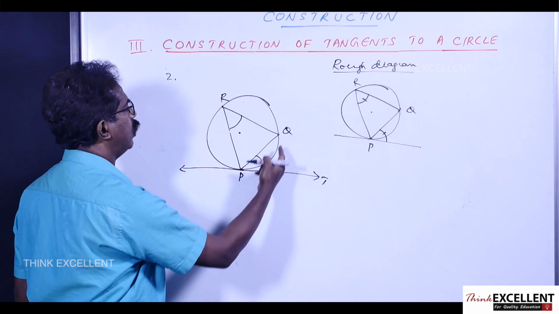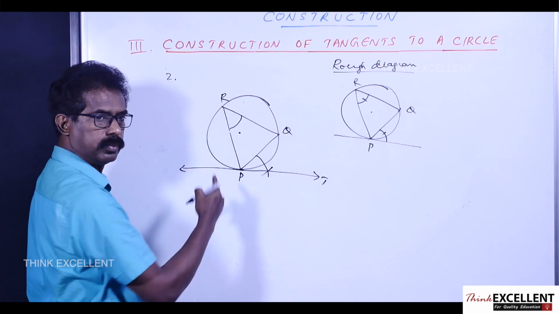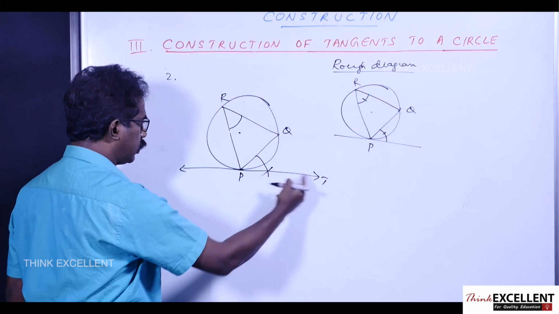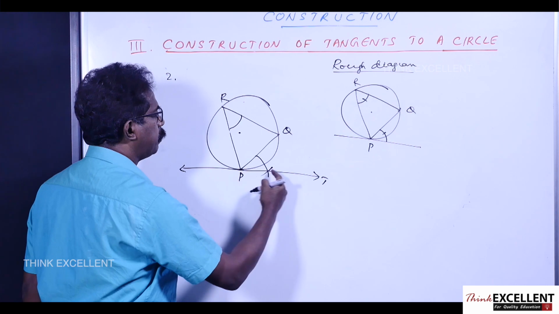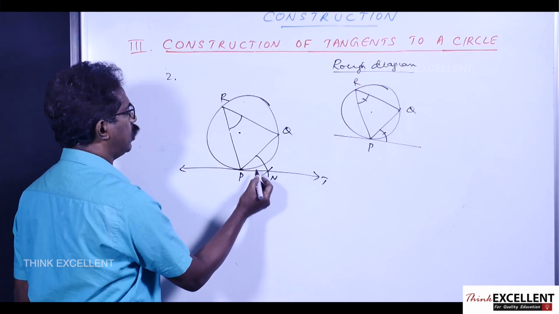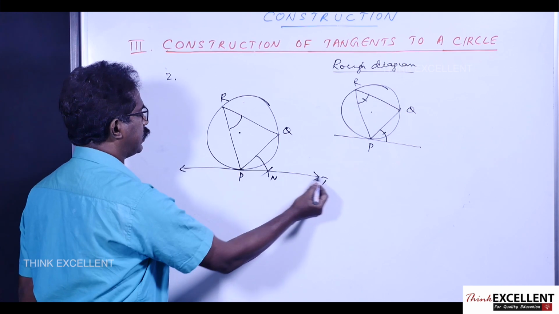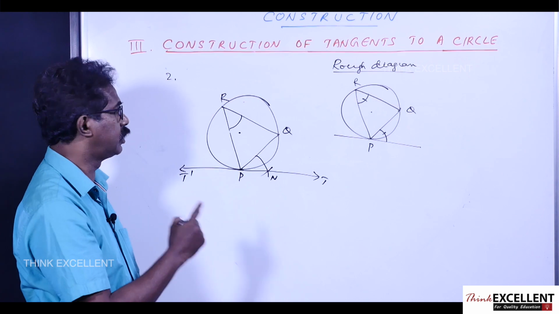So make an angle QPT equal to PRQ. Now join P, draw through P, join PT and extend it. Or if you want, you can give a name here. So join PT and extend it. Now you can say PT is the required tangent. Okay, so this is the second type.